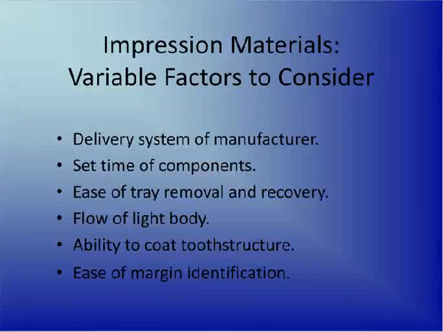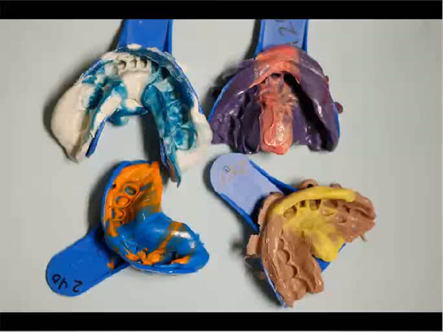But when we talk about VPS materials, we have to keep in mind they are the most stable and accurate impression materials out in the marketplace right now. And there are different types out there. You can see they vary. You have different coloration. You have different set times. You have different flow of the light body, the ability for the light body to coat the prepared tooth structure, and margin identification. Impressions that are high value, like bright yellows, whites, and oranges, are sometimes difficult to identify as far as the margin and how well that impression has been taken.